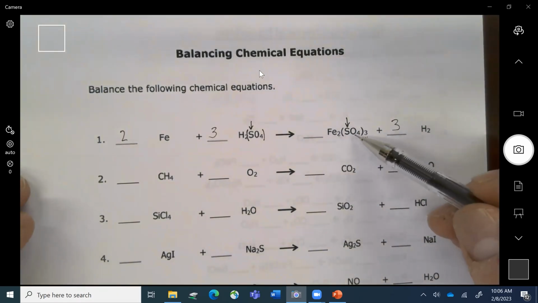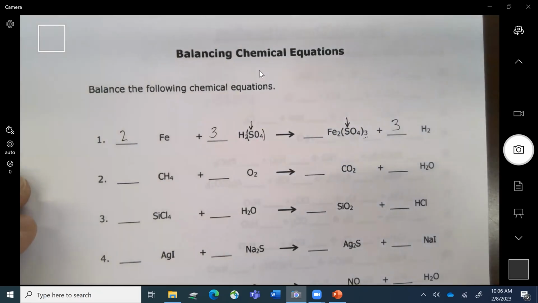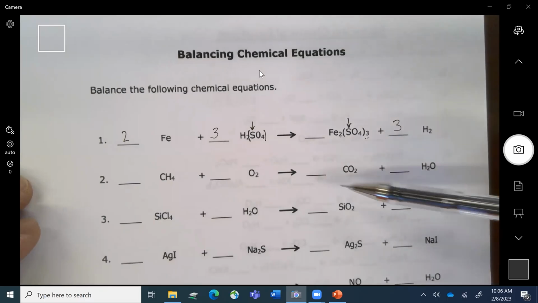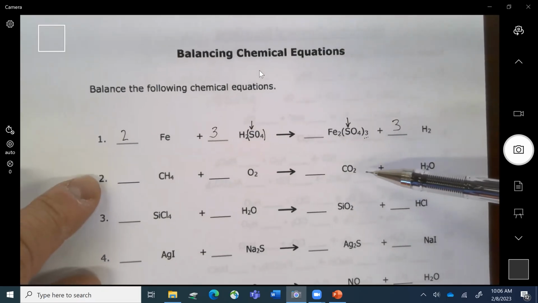We treat the polyatomic ions as 1. And then I'm going to teach you another trick. It goes back to the even odd rule with this next one. This is known as a combustion reaction.